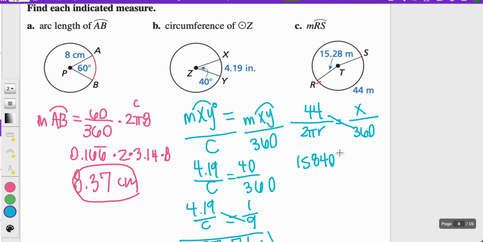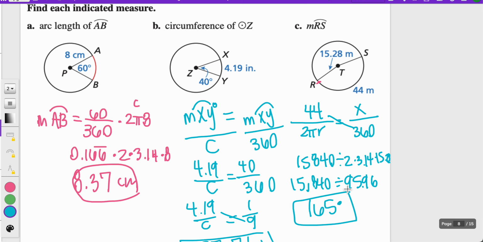I'm going to get 15,840, and then I'm going to divide that by 2 times pi times my radius, which is 15.28. So 2 times pi times 15.28 gives me 95.90. We'll go and round that to 96. So I'm going to take 15,840 divided by 95.96. I'm going to come up with about 165 degrees. Okay.